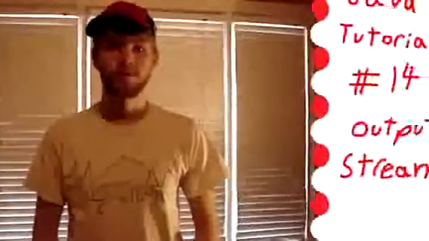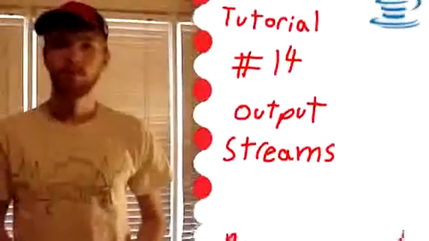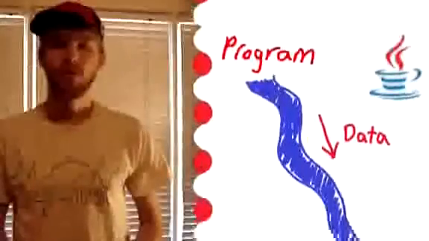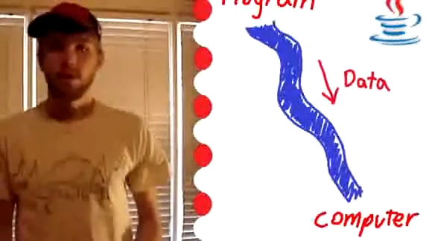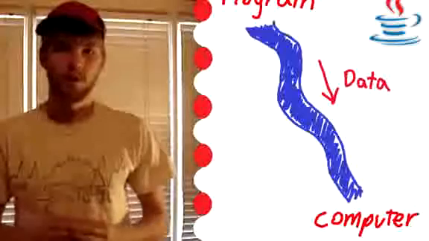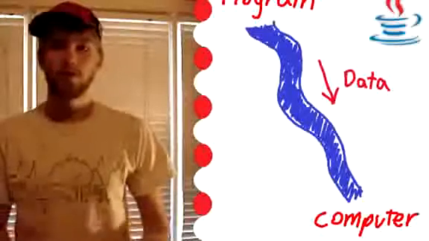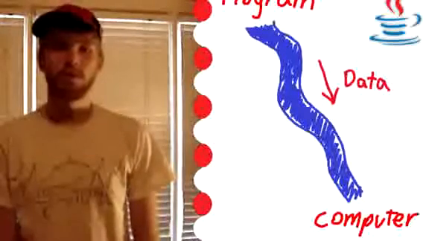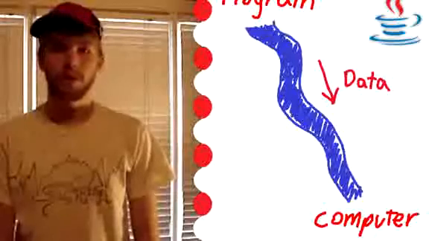Today I'm making this tutorial for you guys. In today's tutorial we're going to talk about output streams. Output streams are similar to input streams in that it's a transfer of data from one spot to another, but in this case it's starting at the program and going usually towards the computer so it can be stored in a file or something like that.